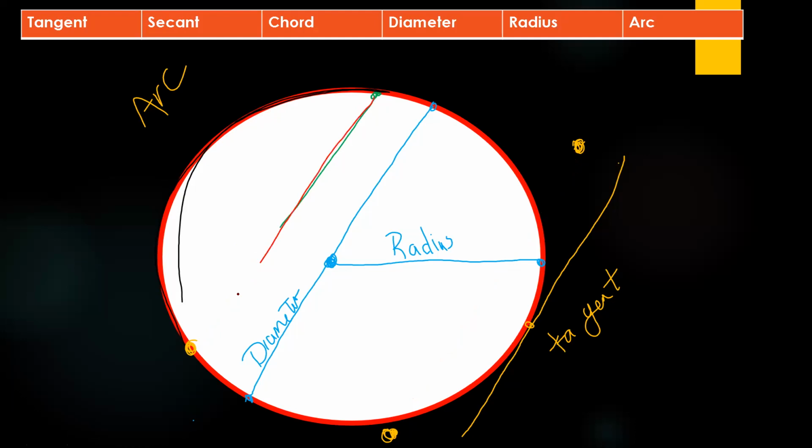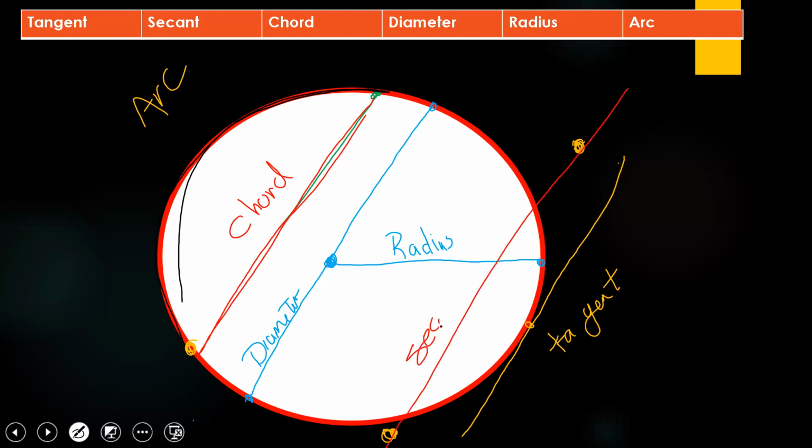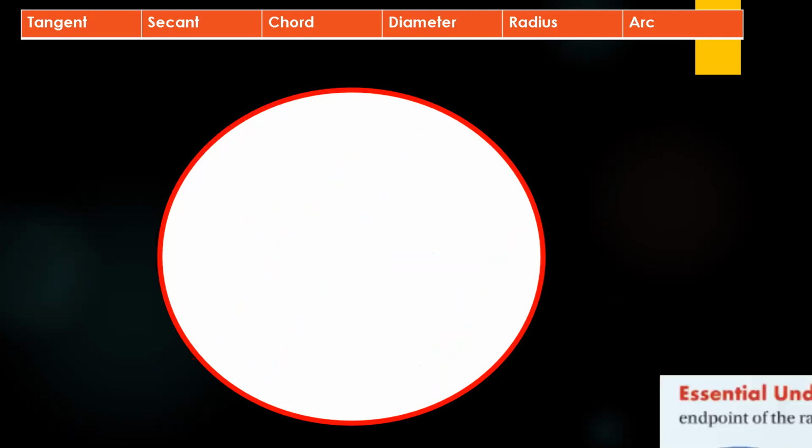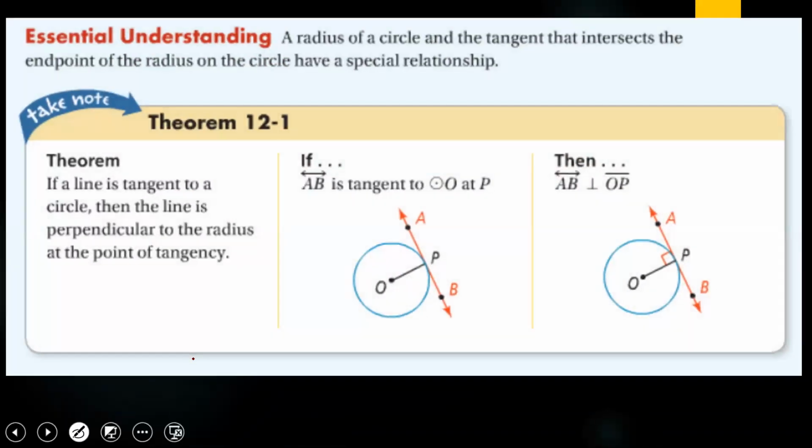Here is a chord, and here is a secant. Okay, secant, I'm sorry, the secant's endpoint is outside the circle, but the chord's endpoints are on the circle. Now, let's come back to our theorem here.